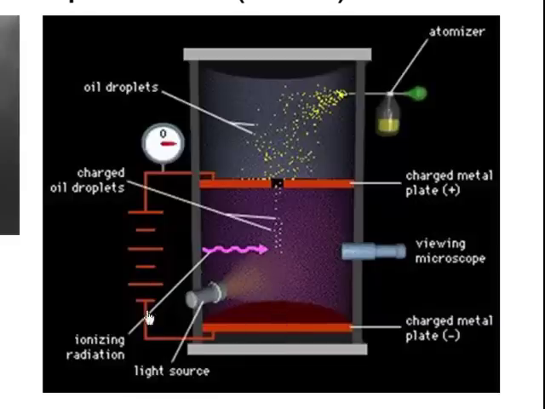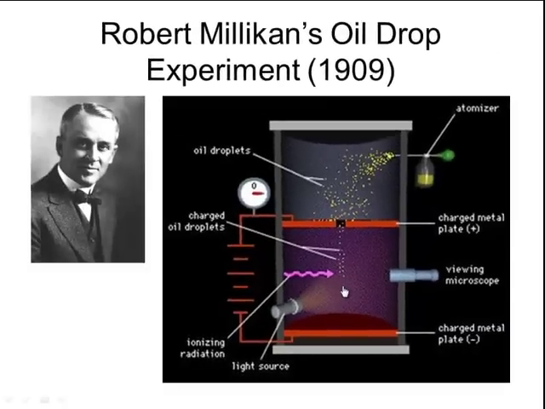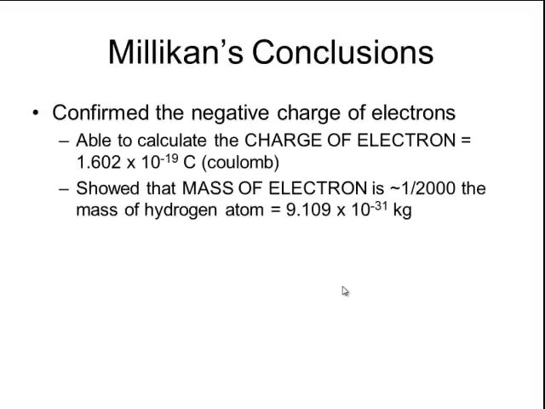But when he turned this electricity on, those oil droplets that were affected with the radiation became suspended somewhere in the middle between the positive plate and the negative plate. So as they were falling, they moved away from the positive plate, but they would never quite reach that negative plate at the bottom, and they would become suspended somewhere in here.